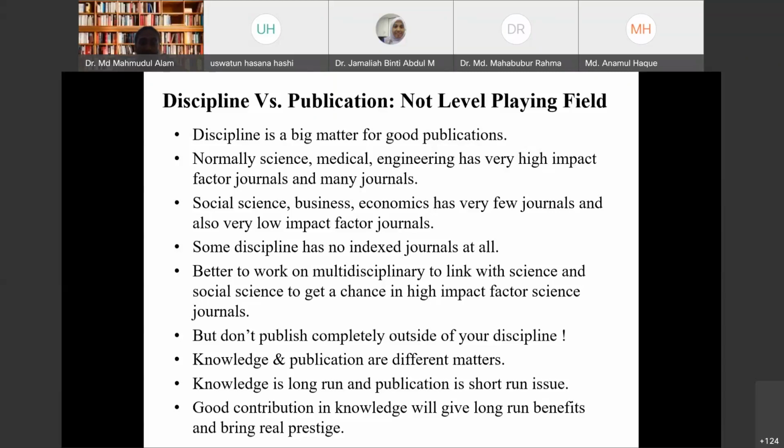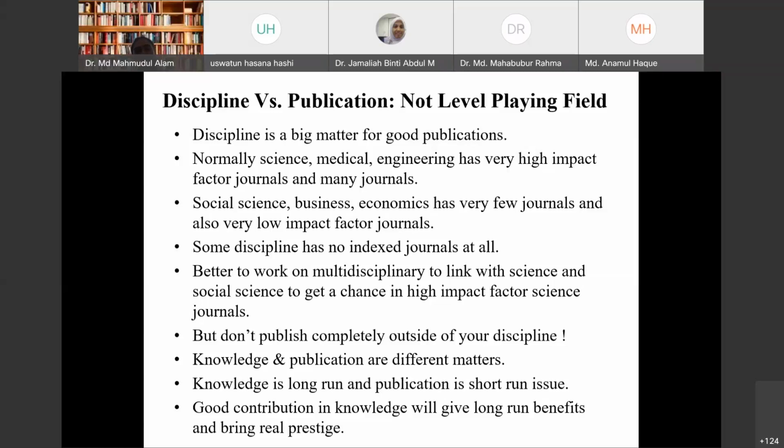Discipline is different, and don't compare. Oh, he has too much. No, it's not different, it's a different case. Even the index, impact factor, whatever it is, all the numbers. We are now more focused on quantity rather than quality. We are focused on the number, the numeric digit. So this is not a level playing field.